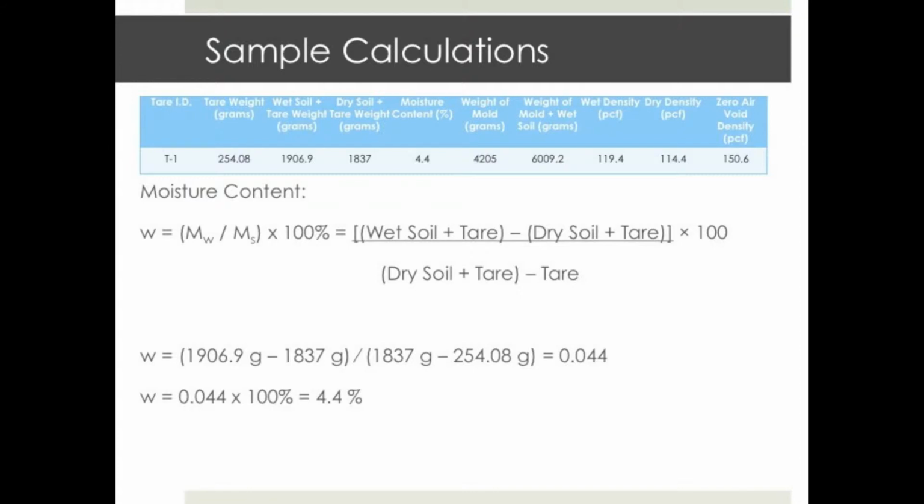We will look at the first row as an example for our sample calculations. First, we will calculate the moisture content. We have the mass of the water divided by the mass of the soil, that is the dry soil alone. On the numerator, we have wet soil plus the tare minus dry soil plus the tare, gives us just the water. In the denominator, we have the dry soil plus the tare minus the tare weight, which will give us just the dry soil. Our first row moisture comes out to 4.4% once we do these calculations.